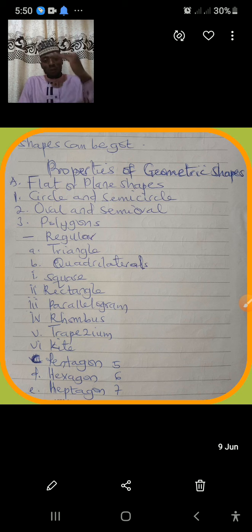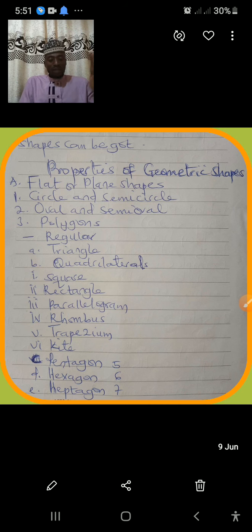So we also have polygons. Don't forget polygons are those shapes with three or more sides. Three or more sides. We have, starting from triangle. The first polygon is triangle, followed by quadrilaterals. All the quadrilaterals have four sides.